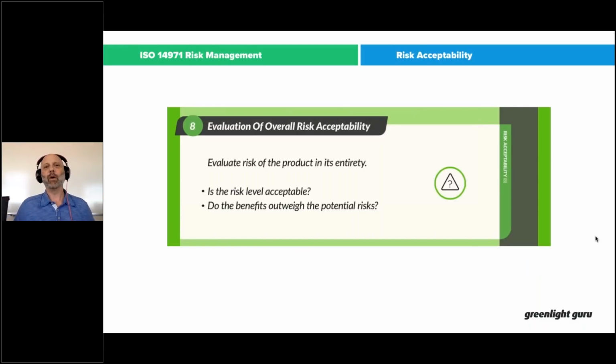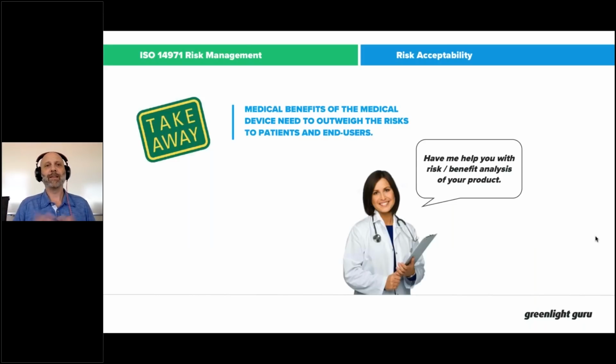But I need to evaluate the overall risk acceptability of my product. I need to make decisions. And this is another place where that voice of the user can come in super handy, especially the end user of my product, a clinician. I know some companies I've talked to actually have physicians on staff, a chief medical officer. Those are great resources to tap into, because I need to make a decision as to the risk acceptability of my product. In many cases, I may need to determine the medical benefits versus the risk of that product.